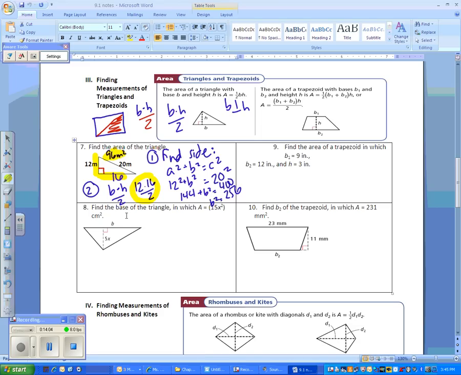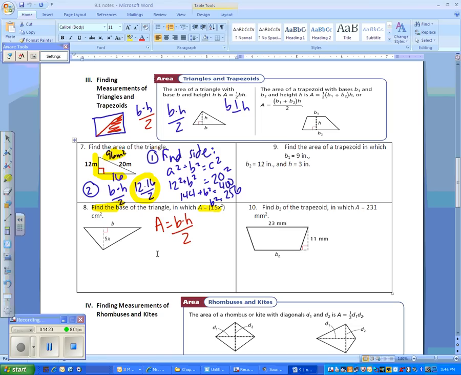The other type of question I'm going to ask you is I'm going to give you the area, and I'm going to ask you to find a missing dimension, just like what we did with the parallelograms. So you have to start off with the formula of the shape we're talking about. So in this case, since it's a triangle, it's going to be base times height divided by 2.